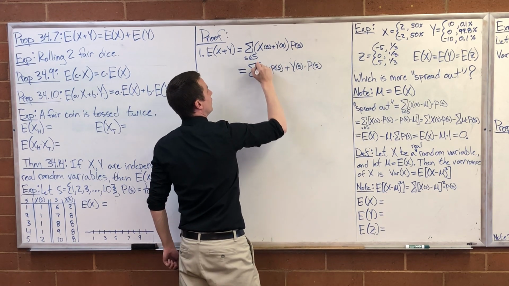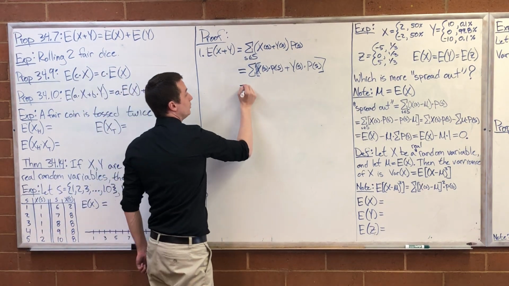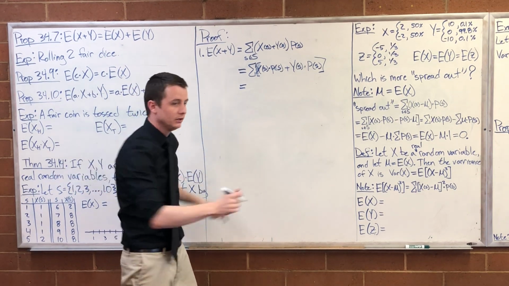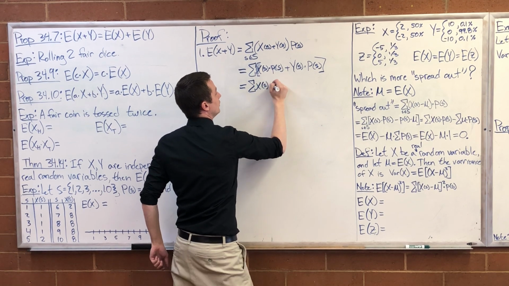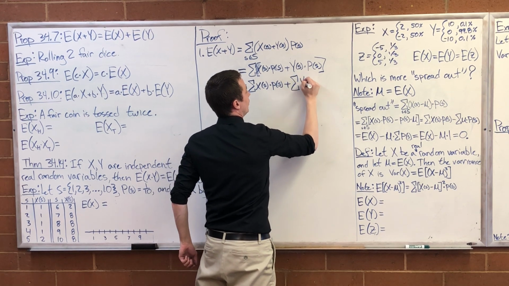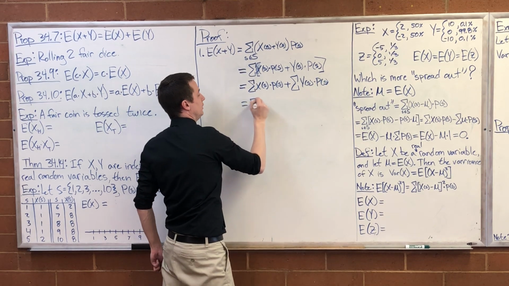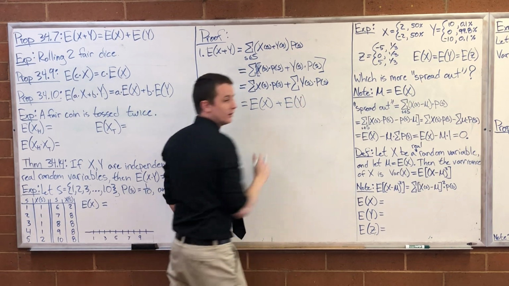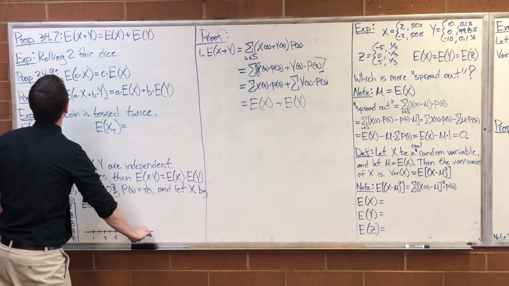And we're summing all these up. If I'm summing up a bunch of sums, I can split that into two separate sums if I want. So, the sum of X of s times P of s, plus the sum of Y of s times P of s, which is exactly the definition of the expected value of X plus the expected value of Y. Follow that? Okay, so that's the first one.